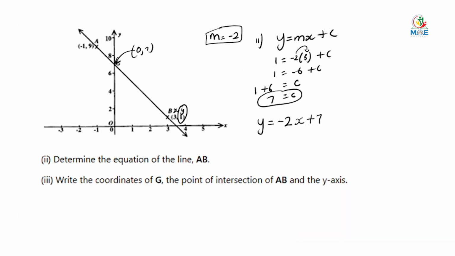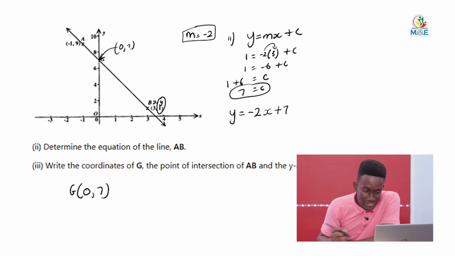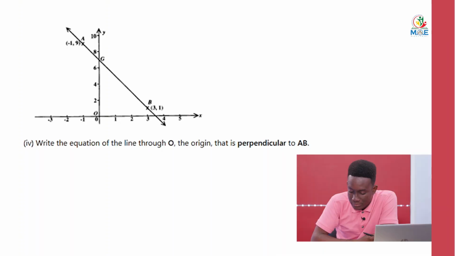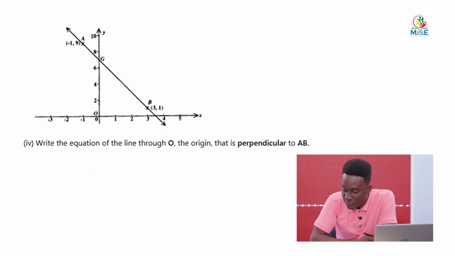Next part, they ask us to write the coordinates for G, the point of intersection of AB and the y-axis. So G would be the y-intercept. The coordinates for G, which is the y-intercept, would be 0 across, 7 up. And that is as easy as that. Next one, write the equation of the line through O, the origin, that is perpendicular to AB.